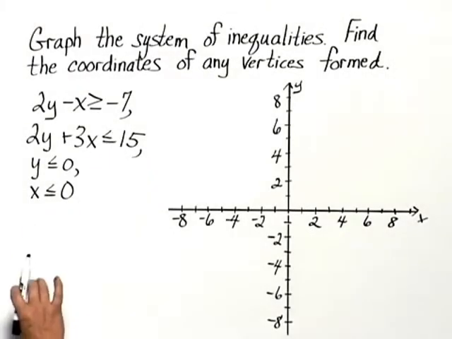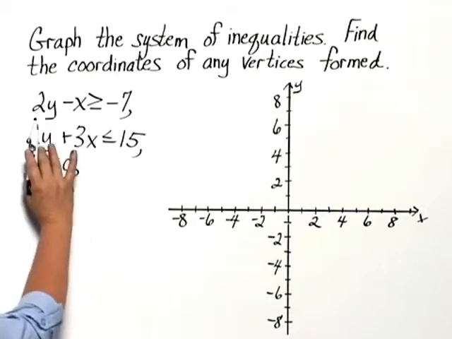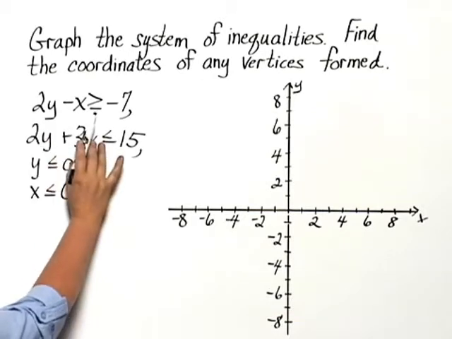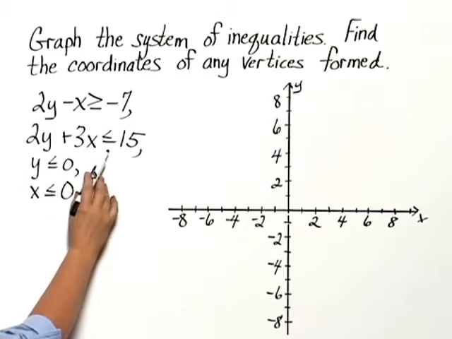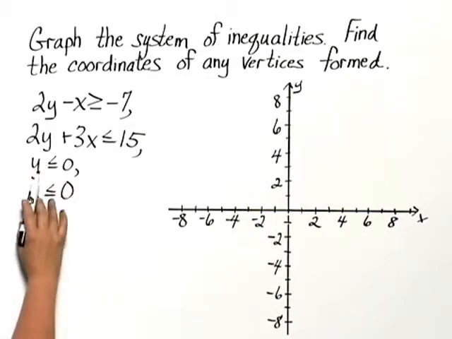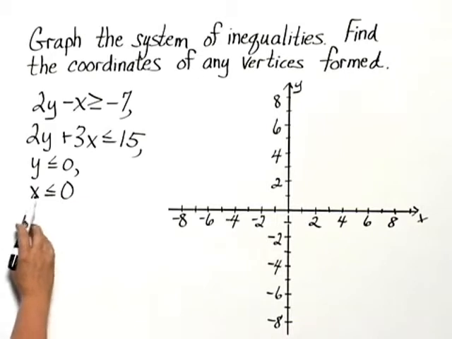Graph the system of inequalities. Find the coordinates of any vertices formed. We have 2y minus x is greater than or equal to negative 7, 2y plus 3x is less than or equal to 15, y is less than or equal to 0, and x is less than or equal to 0.